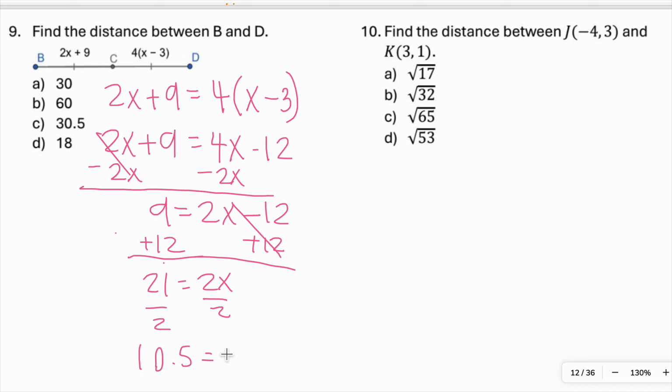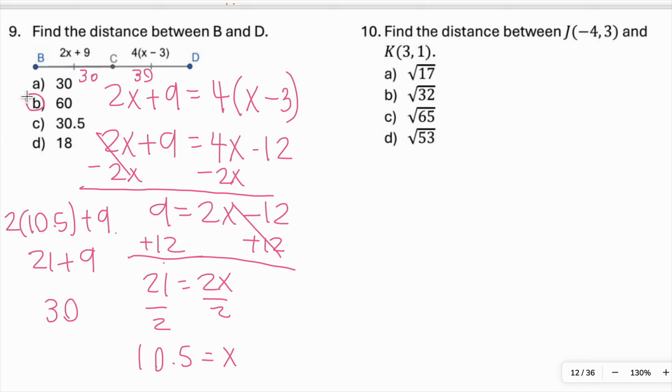Good job. So now that I have that, good thing we had multiple choice. 2 times 10.5 plus 9 will give me BC. 2 times 10.5 is 21, and 21 plus 9 is 30. So B to D, this means BC is 30, so is CD. 30 and 30 makes BD 60. All right, now that we've gotten over that hump, let's go ahead and try number 10.